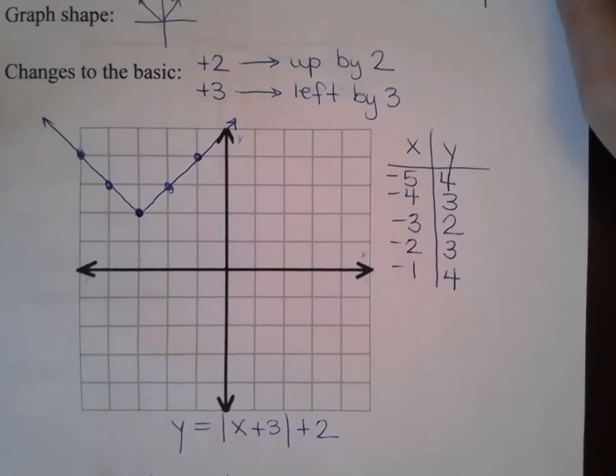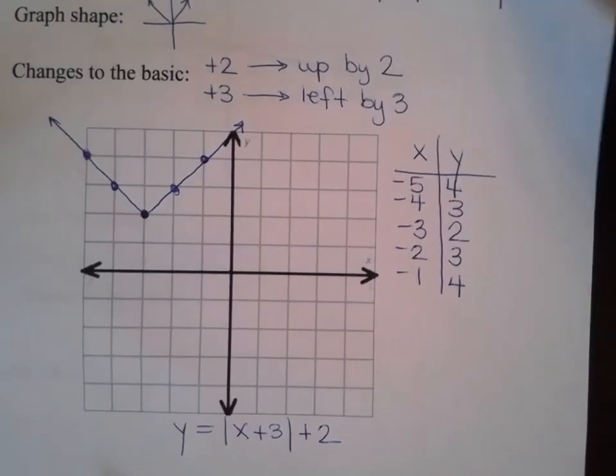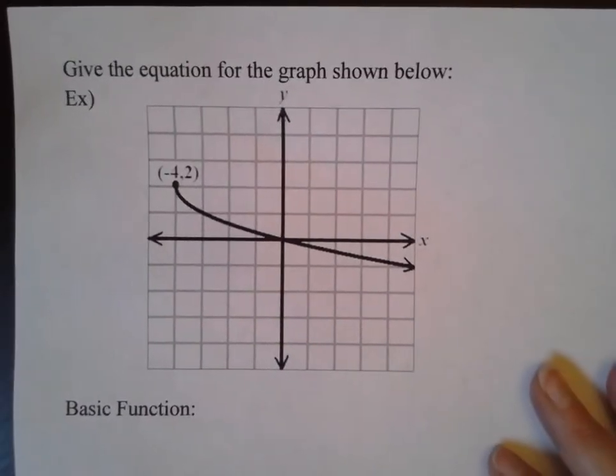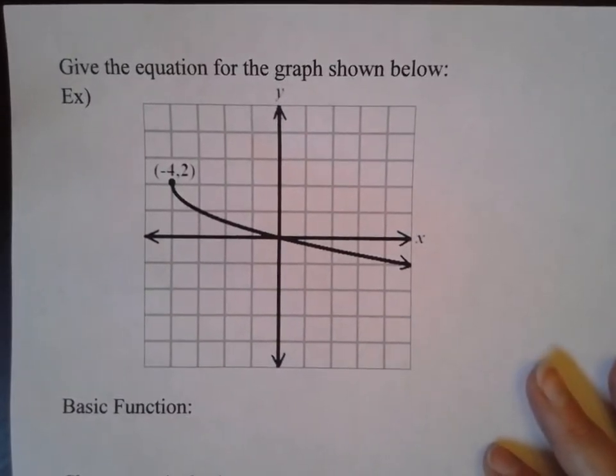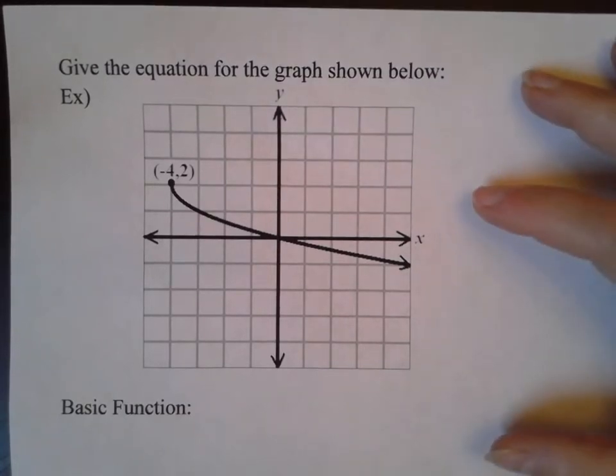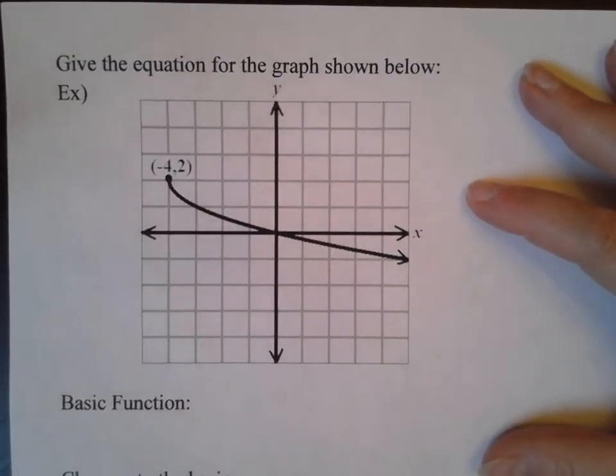Let's try an example that goes the other way. In this next example, we're given the graph, and we want to come up with an equation that will create that graph. Give the equation for the graph shown below. When we're given a graph, we want to start by looking at the shape. What shape do you see? What is the basic function that we're working with here?